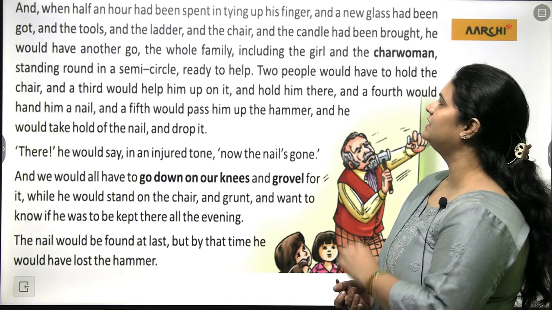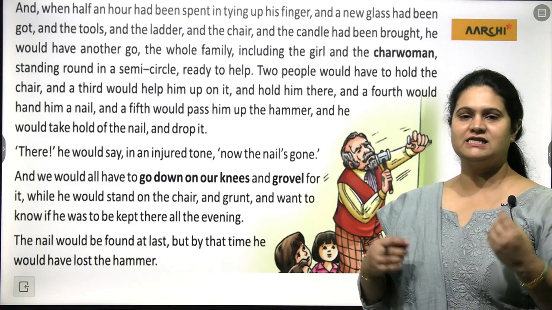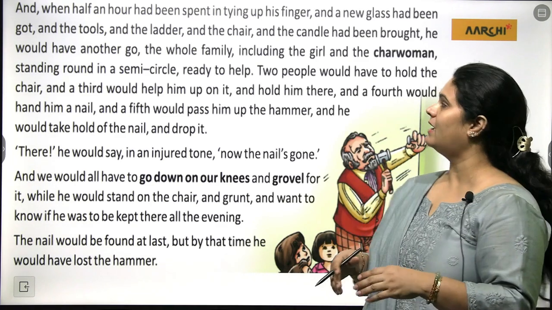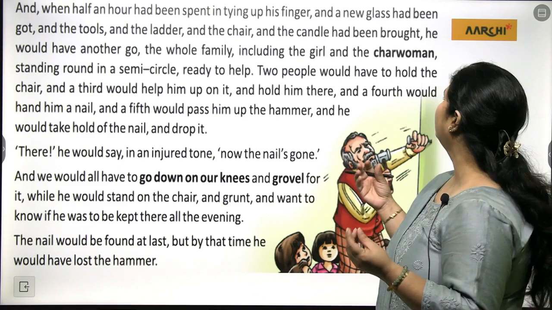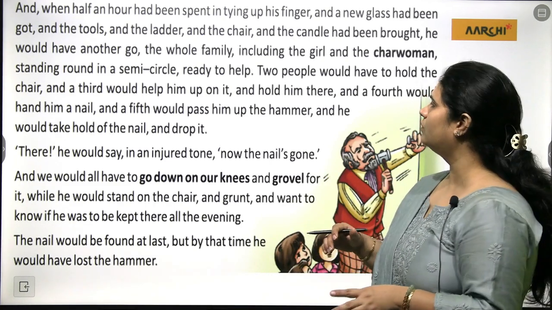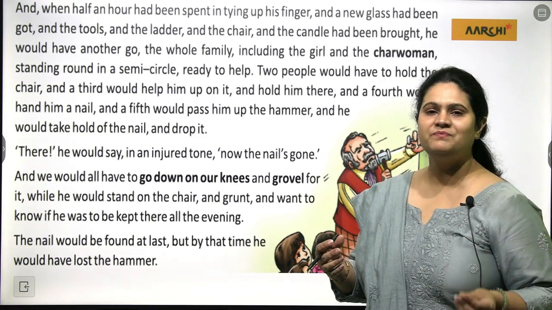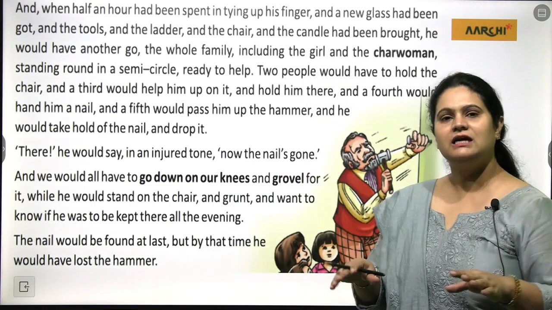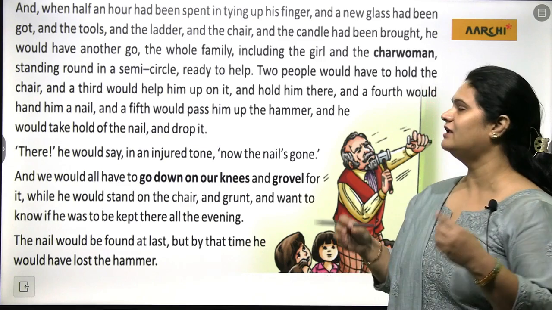When half an hour had been spent in tying up his finger, now after he had bandaged his finger and taken half an hour for that, and a new glass had been got for the picture frame and the tools and the ladder and the chair and the candle had been brought, then he would have another go. Now he would again start putting up the picture on the wall. The whole family, including the girl and the charwoman. Who is a charwoman? A woman who is employed for cleaning the house, right? She's employed to clean your house. So, the charwoman standing around in a semicircle, ready to help.